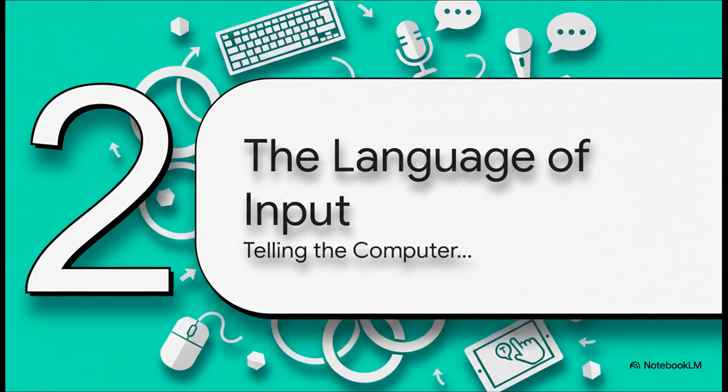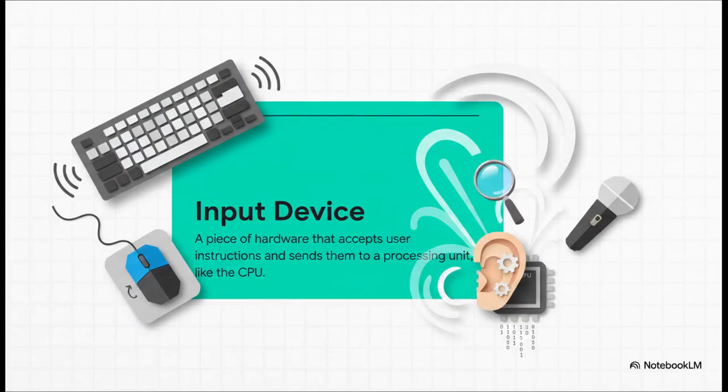All right, so let's break down that first half of the conversation. How do we actually speak to the computer? Well, this is the world of input. So an input device, its whole job is to be a translator. It takes your actions, your clicks, your taps, your voice, and turns them into a language the computer can actually understand. You can almost think of it as the computer's ears.